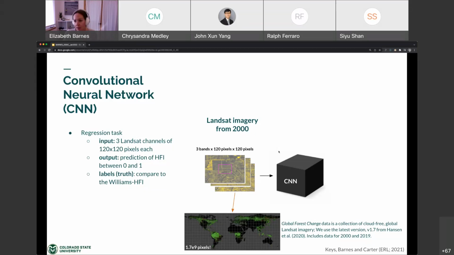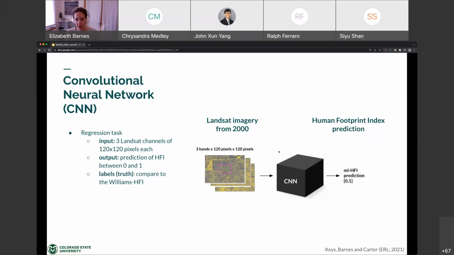That is, we want to predict a value between 0 and 1, where 1 is a high impact and 0 is no impact. And here's the really important part of this that I want to be very clear. We could not have done this without the already created human footprint index, because to train our neural network, we have to know what the right answer is. Otherwise, we couldn't have done this.